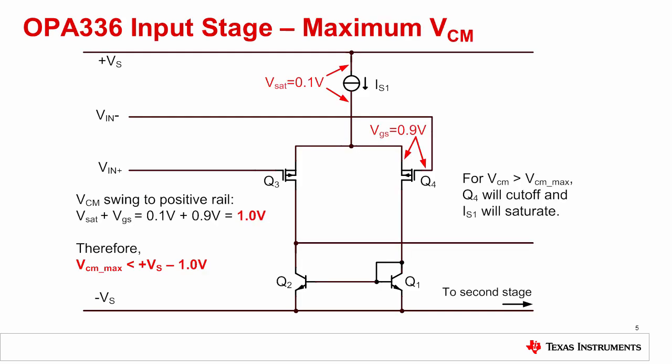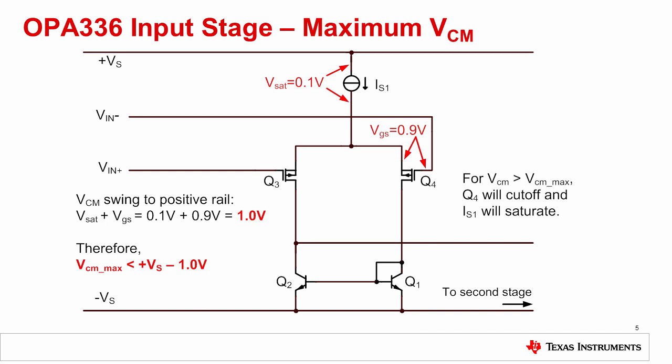Let's consider the input swing to the positive rail for the OPA336, a typical MOSFET device. This example schematic is a simplified version of the actual device schematic, but it is representative of the types of issues that limit common mode range. In this example, the maximum voltage on an input pin can be calculated by performing a Kirchhoff's voltage walk from either input pin to the positive supply. Starting at Vin- and walking to +Vs, we see the gate-to-source voltage of Q4 plus the saturation voltage of the current source Is1. Typical numbers for these voltage drops are 0.9 volts for VGS and 0.1 volts for the current source Vsat, for a total of 1 volt.